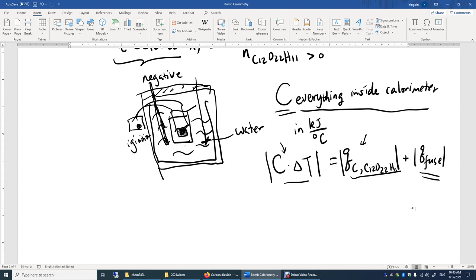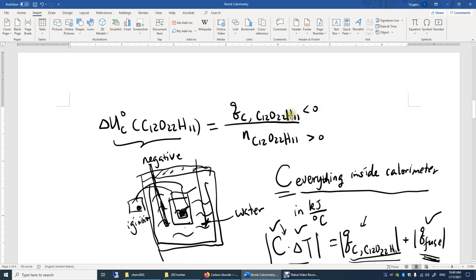All right, usually this part is a much smaller number than this part. So really, if you know C, let's say C is available to us, and then you can somehow determine the amount of heat from the fuse wire, and then you just measure the temperature change of the reaction system, you'll be able to get this. Once you get this, and you know it's negative, put a negative sign in front of this, and plugging it into this equation, and you get the internal energy change of the combustion of sucrose.